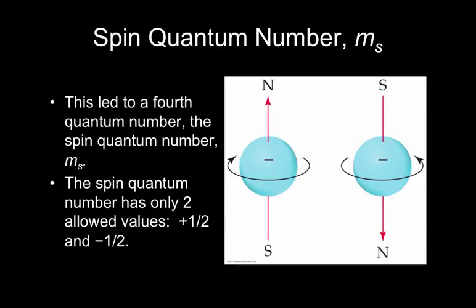So this led to a 4th quantum number. We talked about the 3 quantum numbers the other day. Now this is a 4th one, m sub s, and this stands for the spin quantum number. There's only 2 values for this, plus 1/2 and minus 1/2. Again, these are arbitrary designations. So you could call the plus 1/2 the one that has the up arrow, the negative 1/2 the one that has the down arrow. But for them to be in the same orbital, they have to have opposite spins.